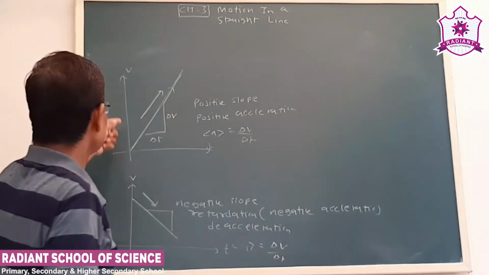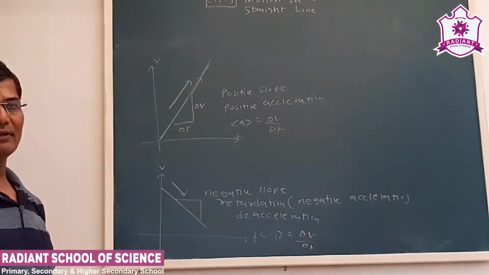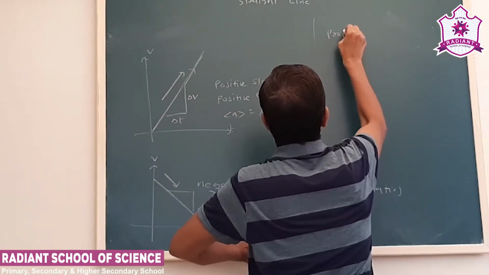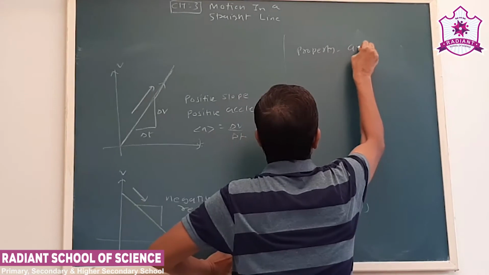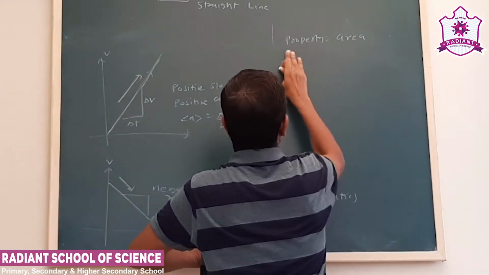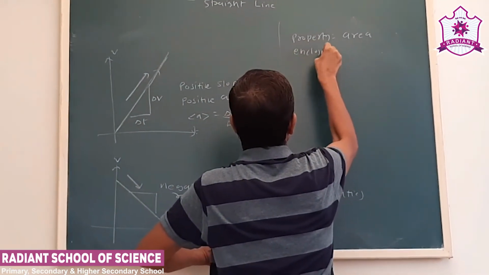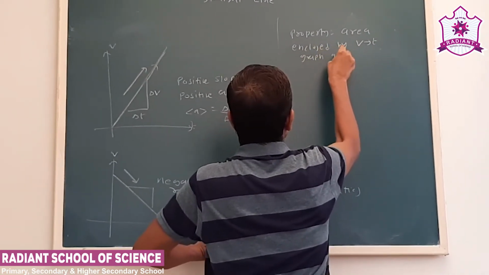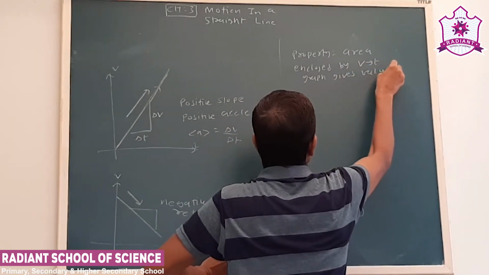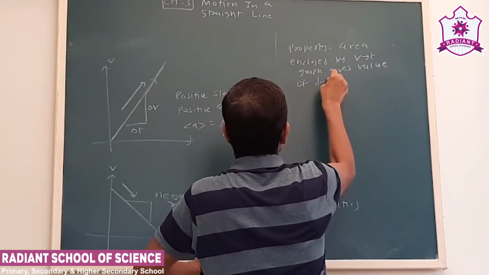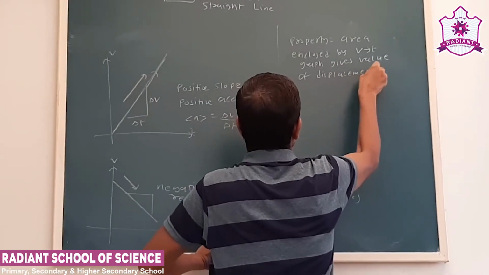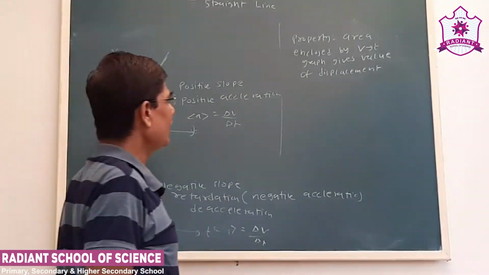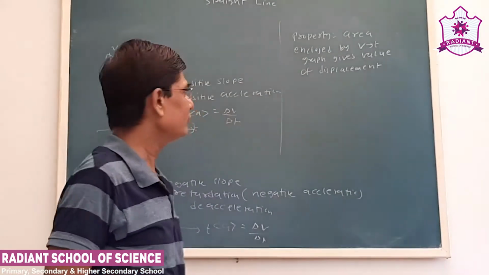Now we have seen the v versus t graph. One important property: the area enclosed by the v versus t graph is the value of displacement. This is an important property we will be using a number of times. The area enclosed by the v versus t graph gives the value of displacement.